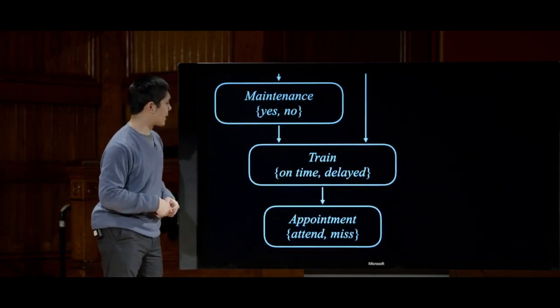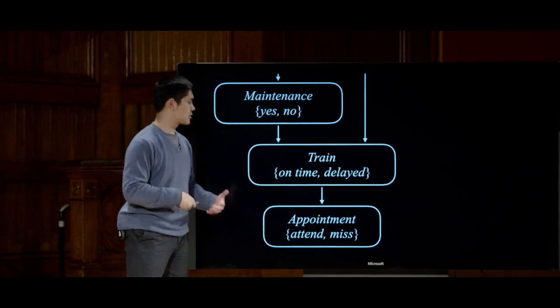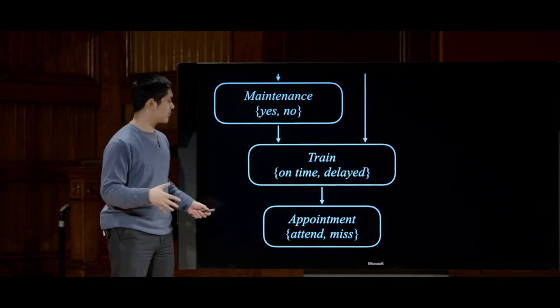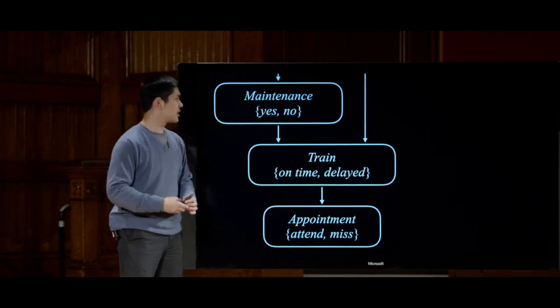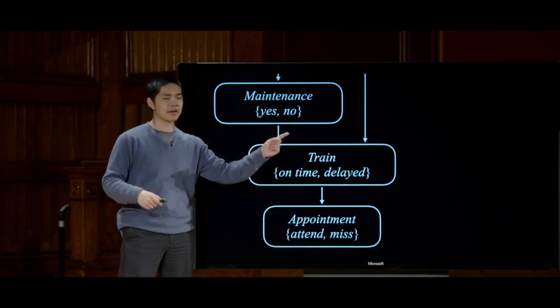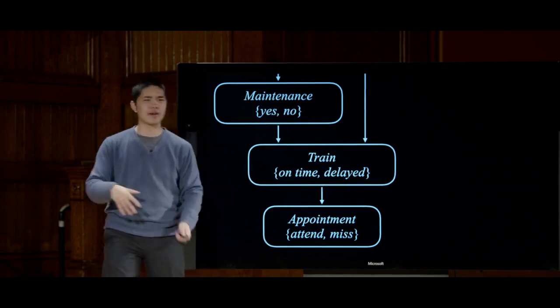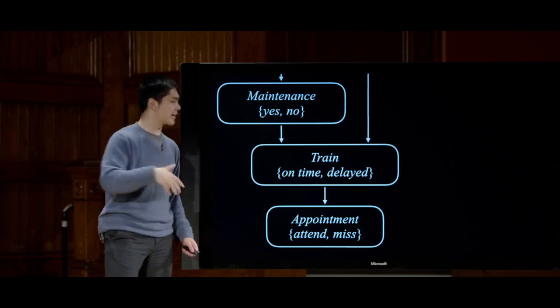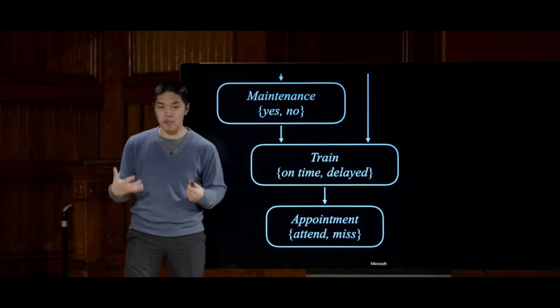And the last thing I care about is whether or not I make it to my appointment. So did I attend or miss the appointment? And ultimately, whether I attend or miss the appointment is influenced by track maintenance, because it's indirectly this idea that, all right, if there is track maintenance, then my train might more likely be delayed. And if my train is more likely to be delayed, then I'm more likely to miss my appointment.